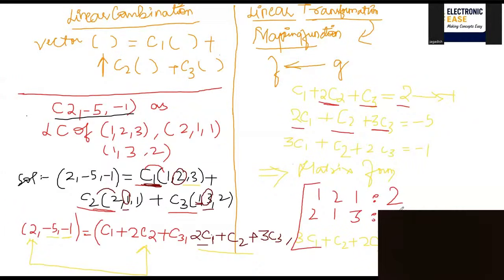-5. 5. So next, what is that? 3, 1, 2, 3. Minus 1. Okay. -1. So you have got your matrix.